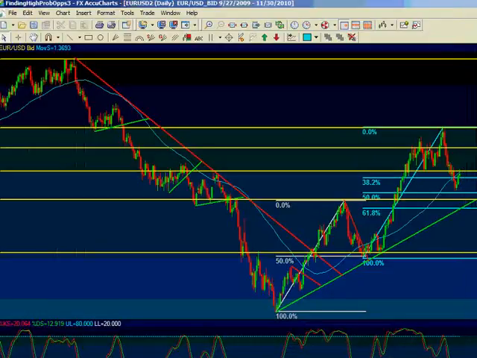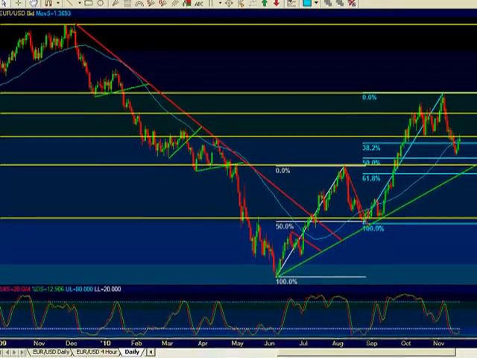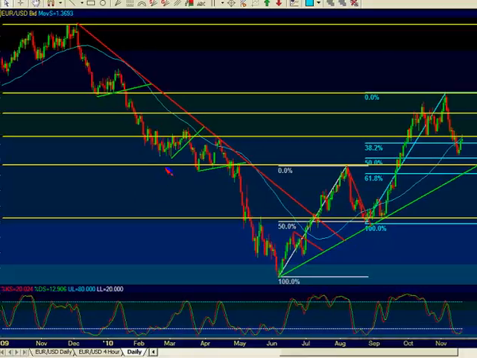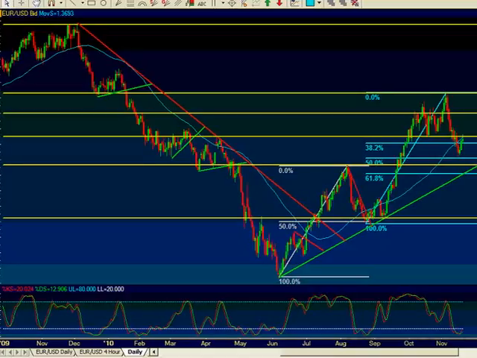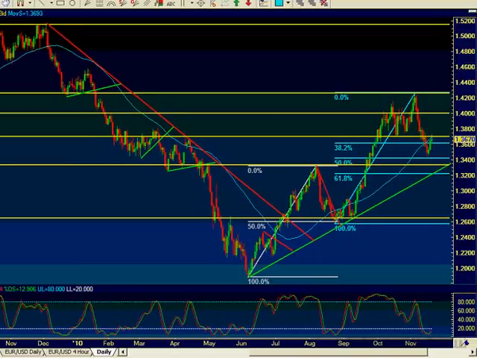Okay, let's go ahead and go to my charts real quick. What are we looking at on the currency pairs? Lots of interesting things going on here. I did this as my chart of the day yesterday. This is euro dollar, and it's very interesting here.